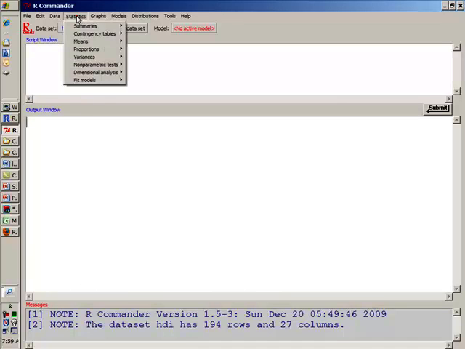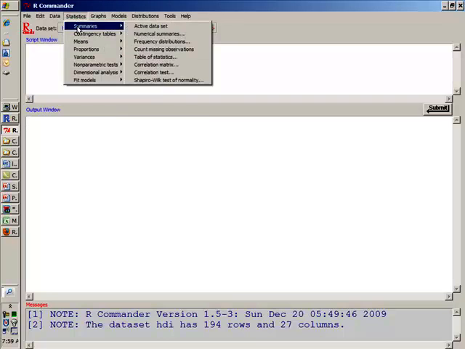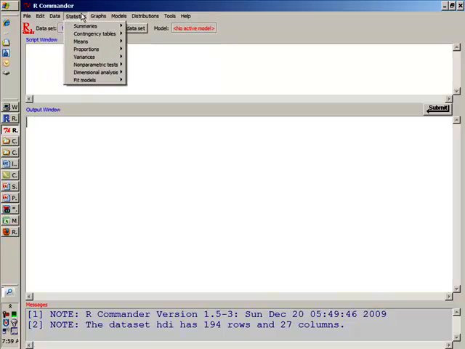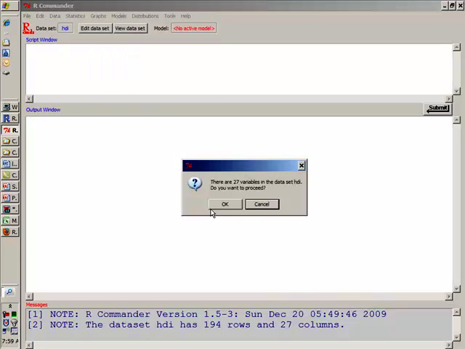And then here under Statistics, I can actually summarize the entire data set. If I click on Statistics, Summaries, Active data set, the computer tells me that there are 27 variables in this data set, and would I like to proceed with the summary of all. Now this is a small data set, 27 variables, about 200 odd observations, but sometimes you have large data sets with a few hundred variables, and computing the summary statistics for a few hundred variables may not be very useful, because you cannot simply process all that information in one go.